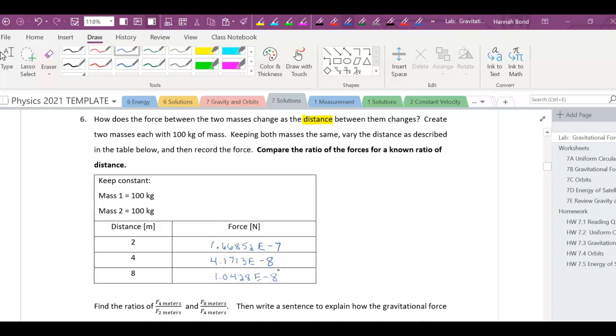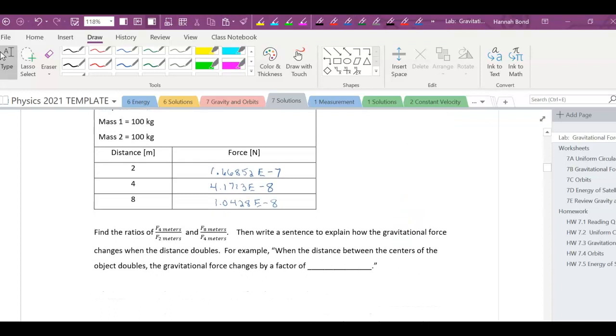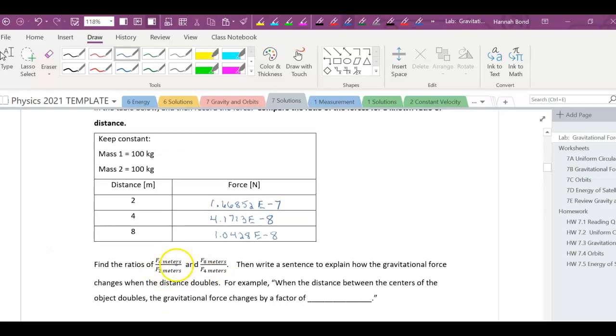Okay, so I can tell by looking at these forces that as the distance gets larger, the force is getting smaller. So that's an interesting observation, but I can even do better than that. I can find the specific amount of the change if I look at the ratio. So it says find the ratios, the force at 4 meters divided by the force at 2 meters apart.